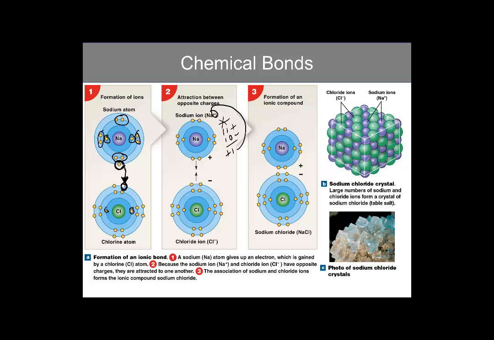Chloride, on the other hand, has a total of 17 electrons originally, but by gaining the 1 electron from sodium, it now has a total of 18. So it has 17 protons in its nucleus, 18 electrons in its cloud, which gives chloride a -1 charge, and it becomes an anion. So again, the ionic bond is the attraction between the positively charged cation and the negatively charged anion, and a bond forms, the ionic bond.